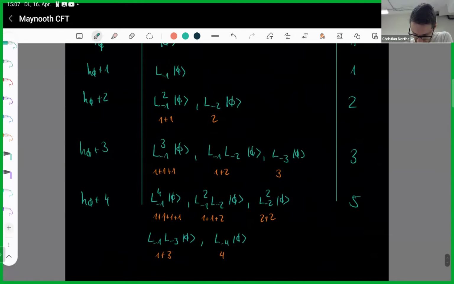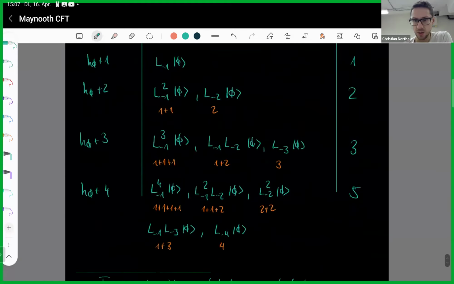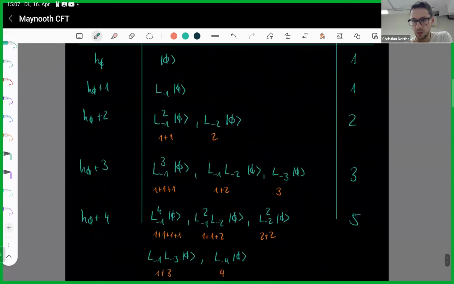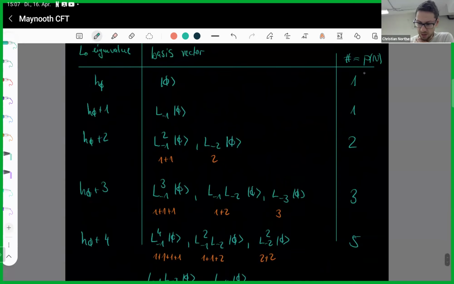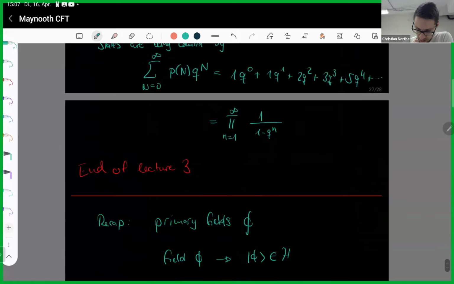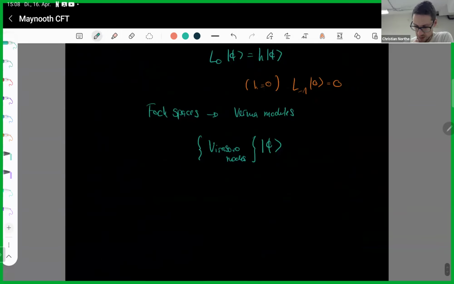Okay. And then we counted these states. So we just took a look: what can we do? And we found that basically what we should do is take partitions of the integer. So there's the energy h, and then you add energy level +1, and then +2, and +3. And then the degeneracy at each energy level is basically given by the partitions of the integer n. Okay, so far so good. So that's what we did.